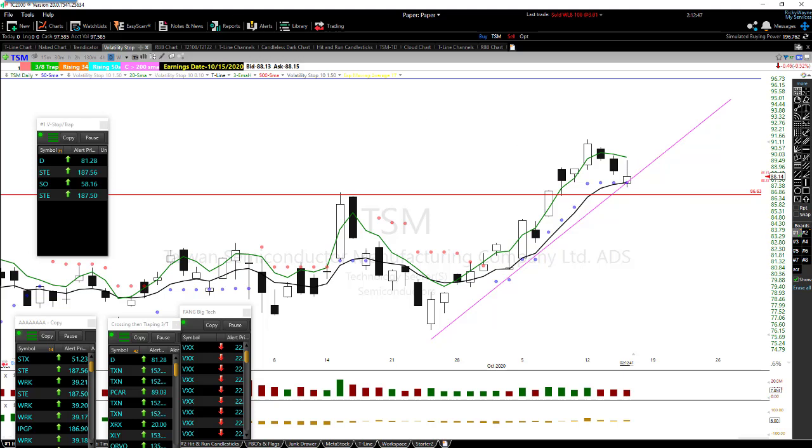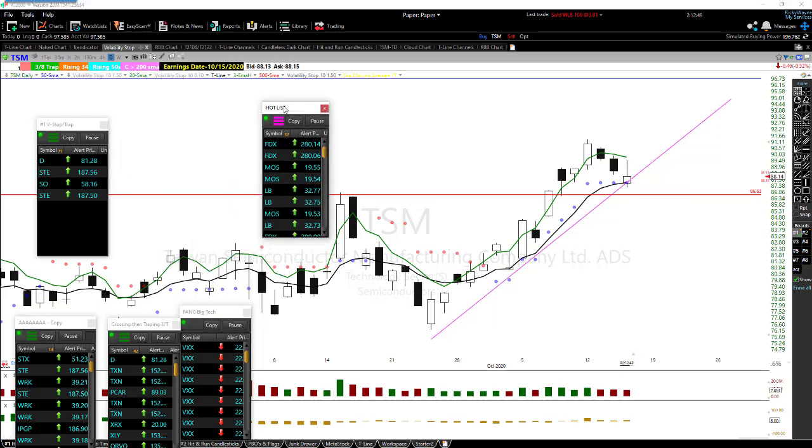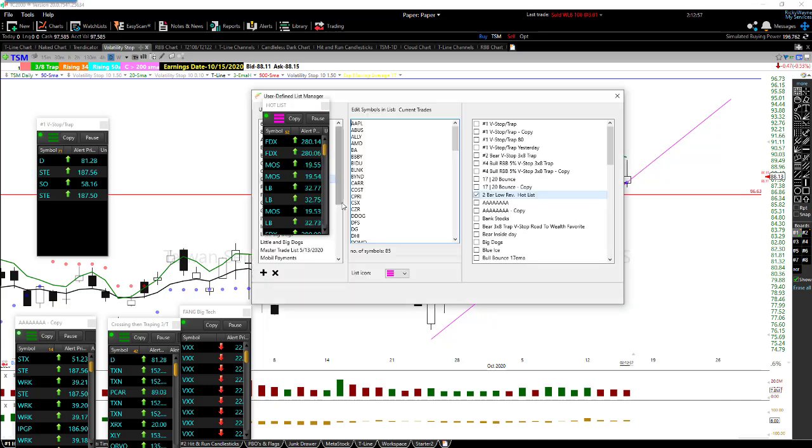traders coming in. So if I like this chart, what I will do is come over here and bring up my hot list, and I'll simply go to my list itself, and then I will add it, TSM. Okay, and it'll save it there.